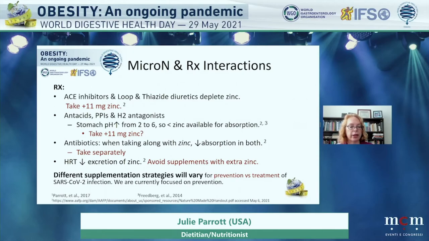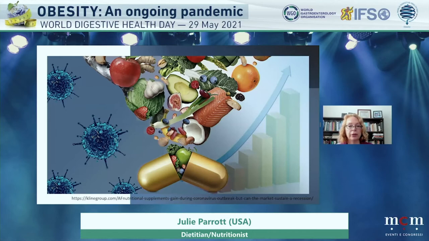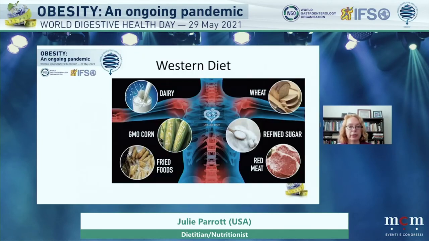Different supplementation strategies will vary for prevention versus treatment of the SARS-CoV-2 infection. So we're currently focused on prevention. So how do we get enough zinc and other micronutrients? Under what conditions? What about our diet? So, okay, what about diets? We can see here that some of the foods pictured are part of a Western diet, which will not provide much zinc or other micronutrients. In fact, excessive eating of ultra-processed foods with low nutritional value can contribute to inflammation and even more micronutrient deficiency.